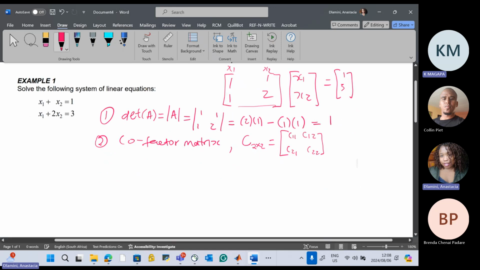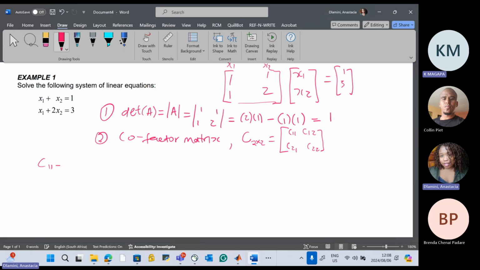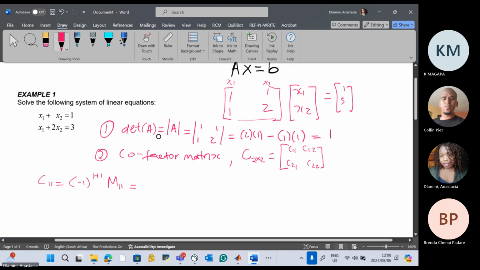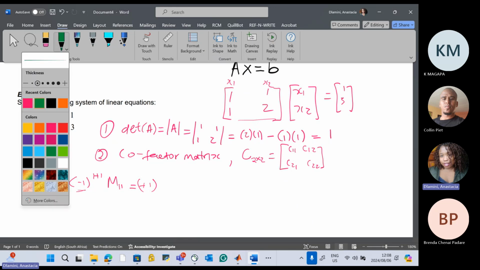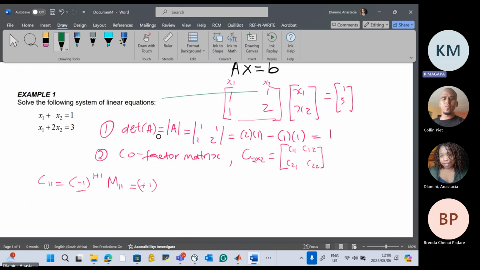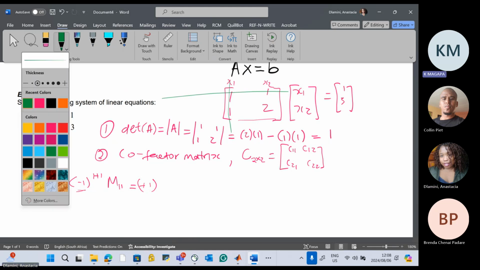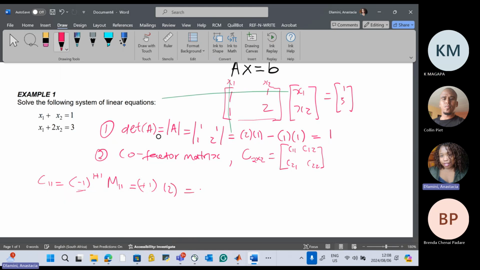Let's do that. C11 is equal to negative 1 to the power 1 plus 1, times M11. C11 is positive, isn't it? So it's positive 1 times M11. We cancel which row, which column? First row, first column. So we are left with positive 2. So this is equal to 2.